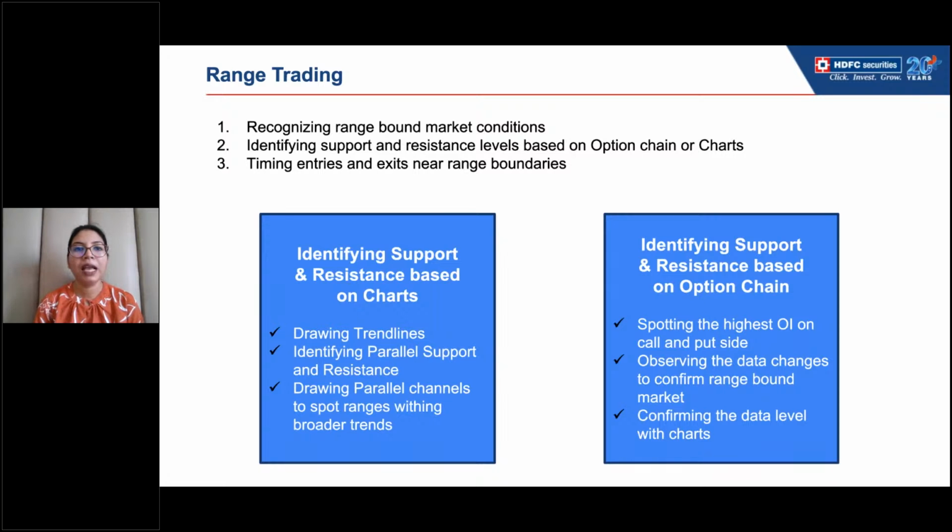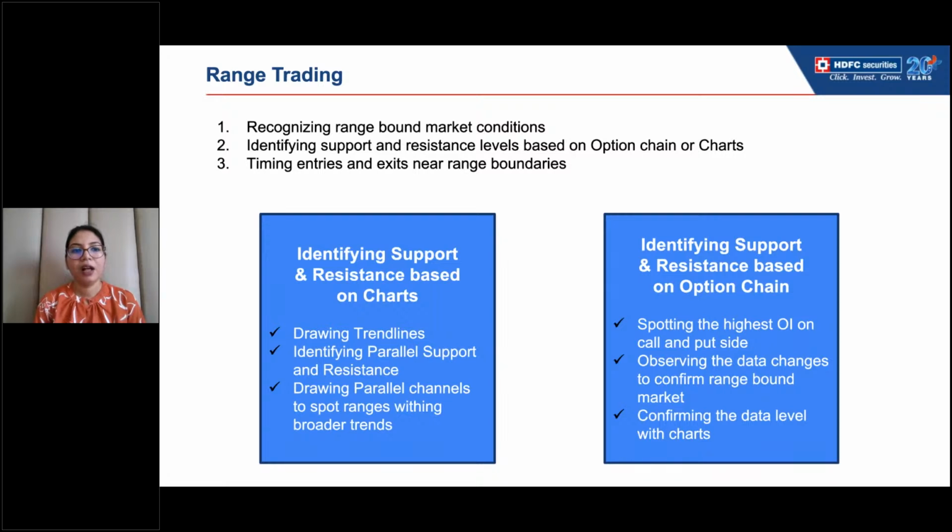ट्रेडर. ओके, because by the time you decide where to book your profit or where to keep the stop loss, probably the market will go the another direction totally. All right, that can happen. So it is very important to time the entries and exits based on your system. All right, so first identifying support and resistance based on the chart.